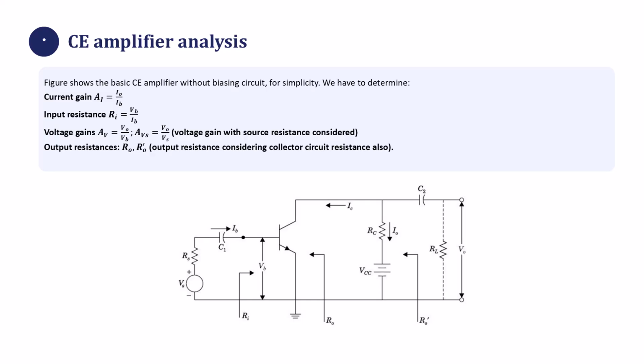First, the current gain AI, defined as the output current IO divided by the input base current IB. Second, the input resistance Ri, defined as VB over IB, the resistance seen looking into the base. Third, the voltage gains AV, defined as VO over VB, and AVS, defined as VO over VS, which additionally accounts for the source resistance Rs. And finally, the output resistances Ro and Ro prime, where Ro prime takes into account the effect of the collector resistor Rc.